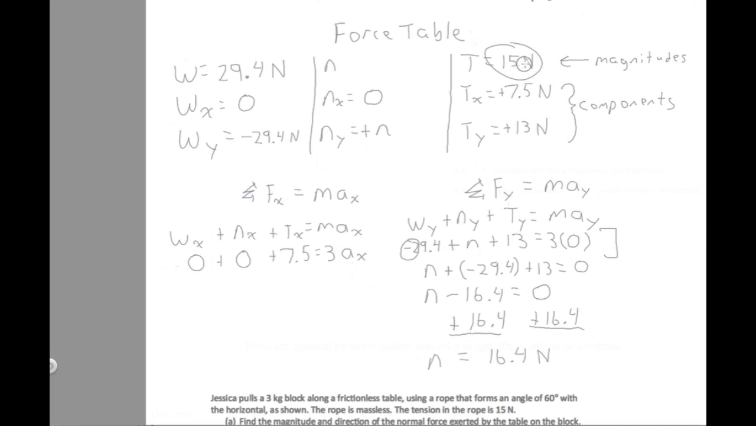So you can avoid that mistake again by making an organized force table where you separate the overall magnitude from the components, and then clearly label your Newton's second law equations so that you can see that this equation, for example, requires the x component of the tension, and this equation, for example, requires the y component of the tension. We never plugged this number 15 newtons directly into either Newton's second law equation. That would be a common student mistake.